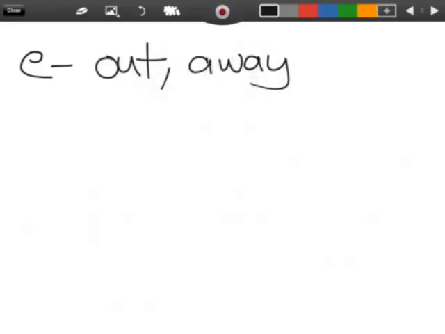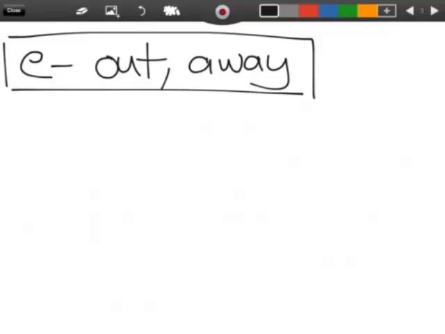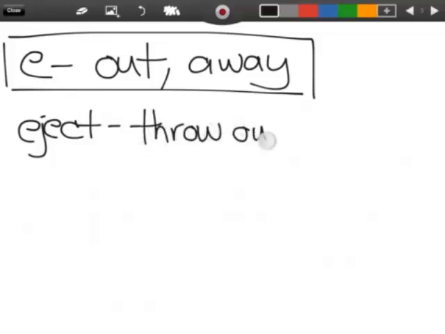Moving on to our next roots. We have finished the letter D, and we are going to start the letter E. Our first root is the letter E, meaning out and away. This is a commonly used root, so I'm going to go ahead and put that in a box, and I'm going to give you an example, and that example is eject, meaning throw out forcefully.